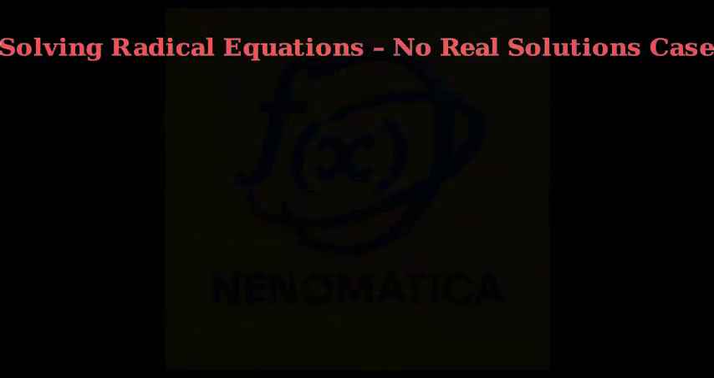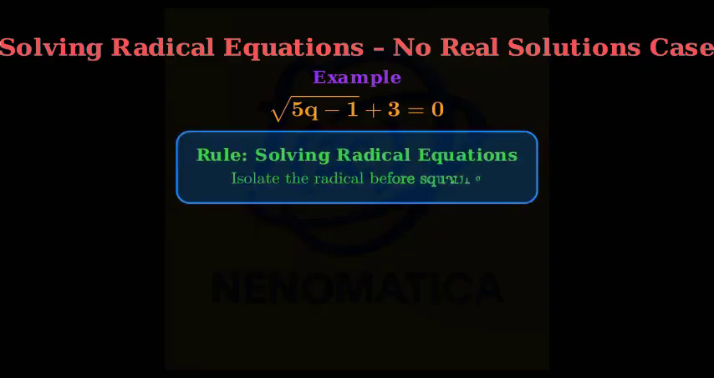We will solve two radical equations by following a precise step-by-step algorithm. Our focus is on understanding why some radical equations have no real solution. First, we display the word example. Then we state the first problem. Rule box. Solving radical equations reminds us to isolate the radical first. We show the rule.